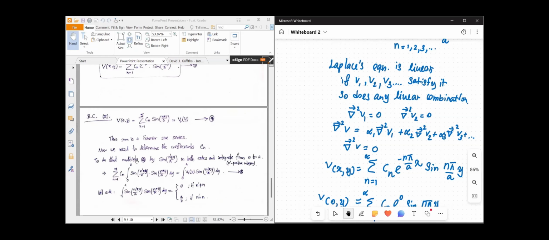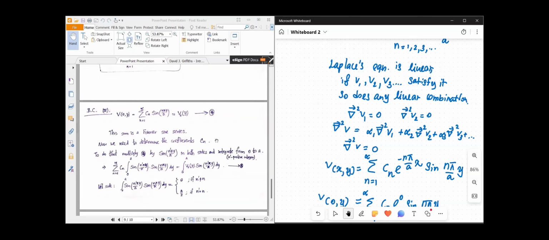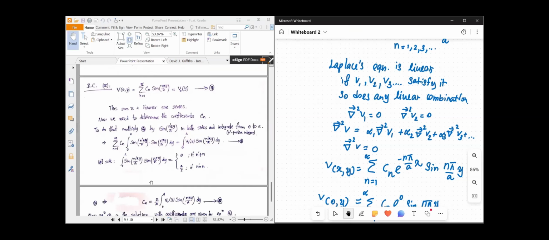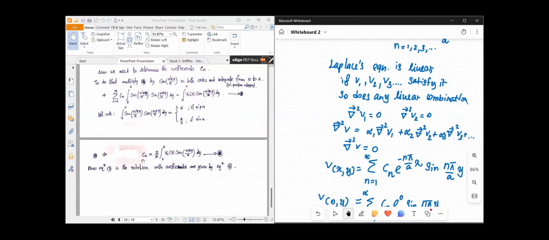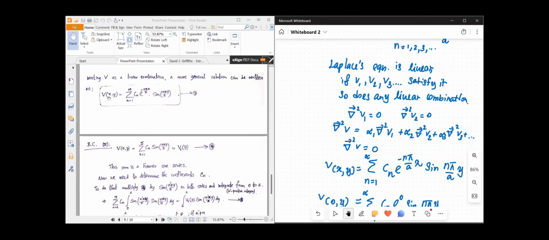Then we applied the third boundary condition. At x is equal to 0, the potential will be V naught of y. With that boundary condition, we obtain a value for Cn. So Cn is going to be in this format, and with Cn and with this equation, we obtain the general solution for the potential. It's going to be the final answer for this question.